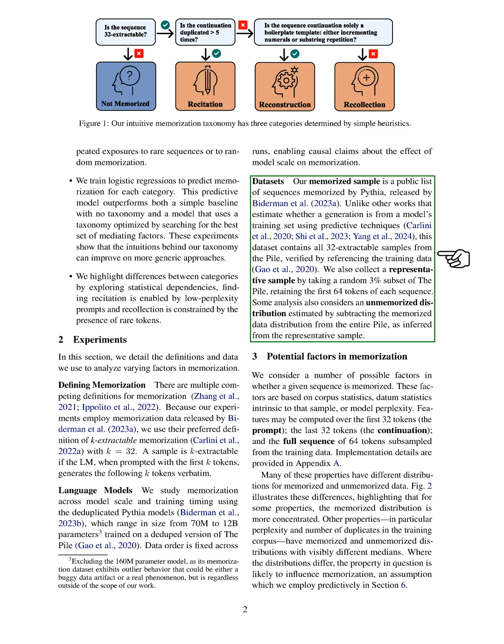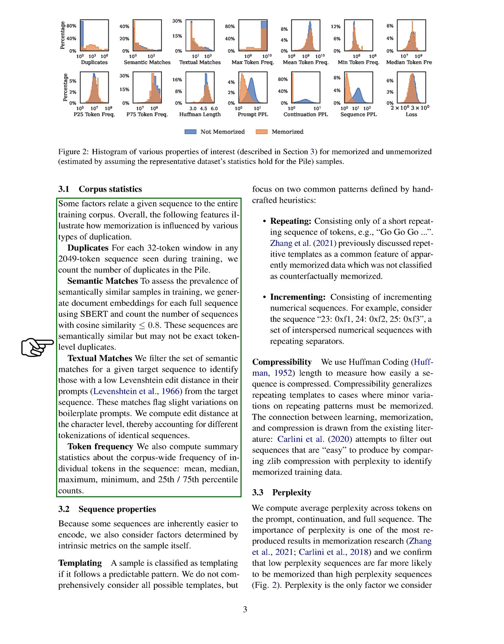We examine features related to duplication, semantic matches, textual matches, and token frequency to understand how memorization is affected by different properties. By comparing memorized and unmemorized data distributions, we identify key factors that influence memorization, such as the number of duplicates in the training corpus, semantic similarity, textual variations, and token frequency. These factors help predict memorization outcomes effectively.